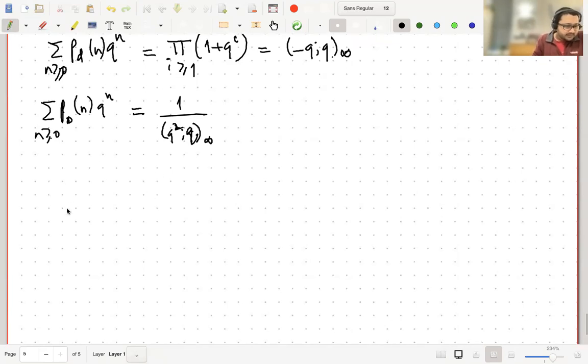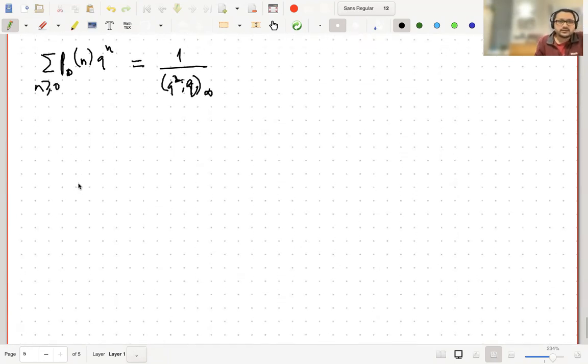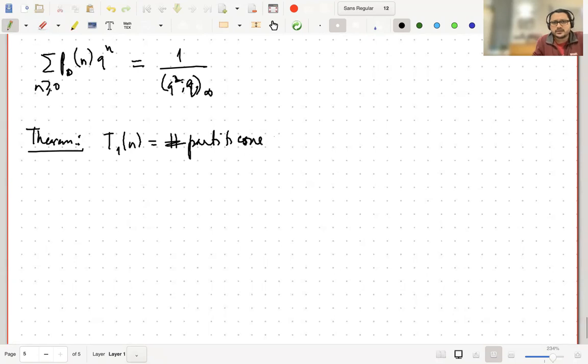Anyway, let's try to prove one result using Q. Not one, actually two results. So the first result on partitions that we are going to prove is the following. Let T_1(n) be equal to the number of partitions of n where odd parts may be repeated.